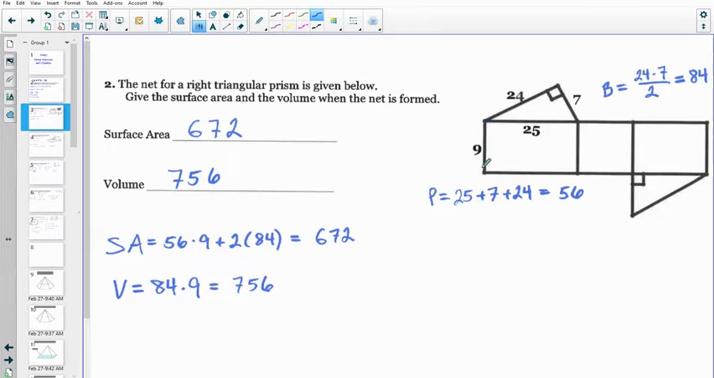The height of the prism, the distance between the bases, is 9. So area of the base times the height, plus 2 times the area of the base. Well, this is a triangle, so the area of the base would be 7 times 24 divided by 2. That's where that 84 comes from. So plug that in my calculator. I got 672 for the surface area. The volume is the area of the base that we found already times the height. That's the height of the prism. 84 times 9 to get 756.